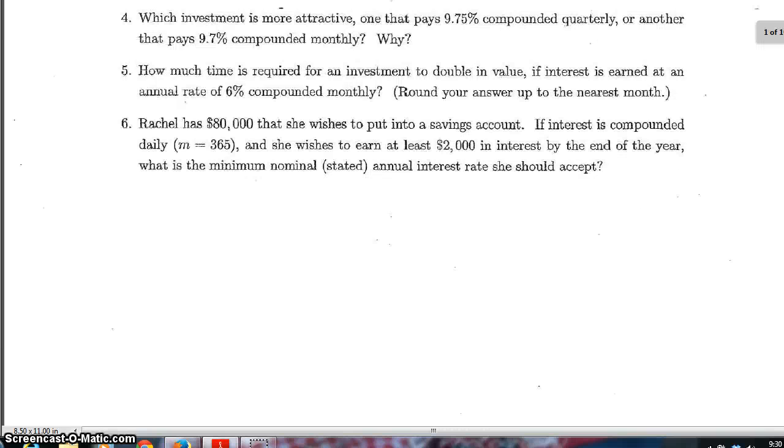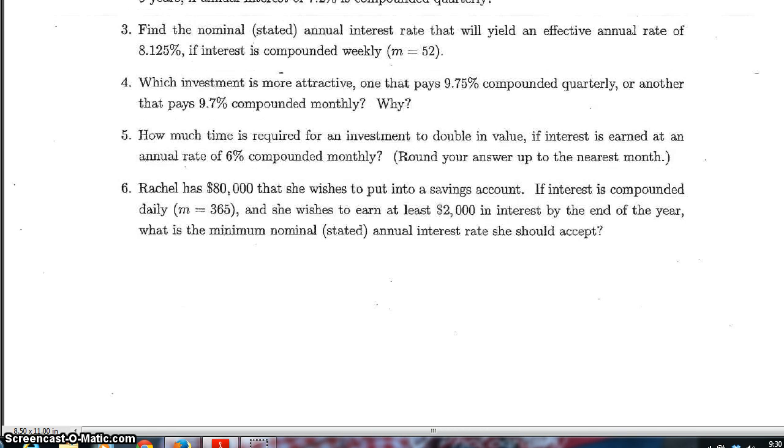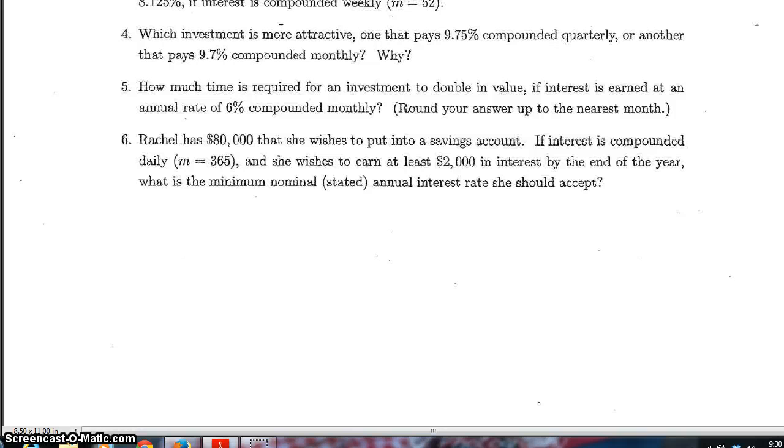Number 5. How much time is required for an investment to double in value if interest is earned at an annual rate of 6% compounded monthly? Round up to the nearest month. The reason I said to round up is if you rounded down, you really wouldn't have doubled it. You would have almost doubled it. So you have to do that extra month to complete the doubling amount.